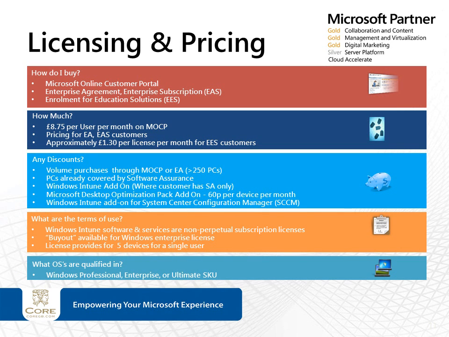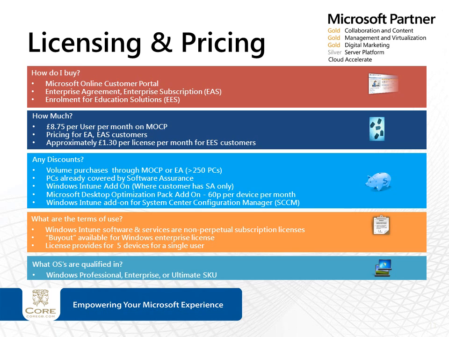So now let's have a look at the commercials of Windows Intune. First of all, how do you actually buy it? Well, Windows Intune is available through the Microsoft Online Customer Portal, and it's also available under an Enterprise or Enterprise Subscription Agreement, and higher education customers can purchase it through the Enrolment for Education solutions. Now, to give you an idea of costs, we're looking at £8.75 per user per month from the customer portal, but Enterprise and Enterprise Subscription Agreement customers will enjoy slightly keener pricing than that. For academic customers buying through EES, it works out at about £1.30 per licence per month.